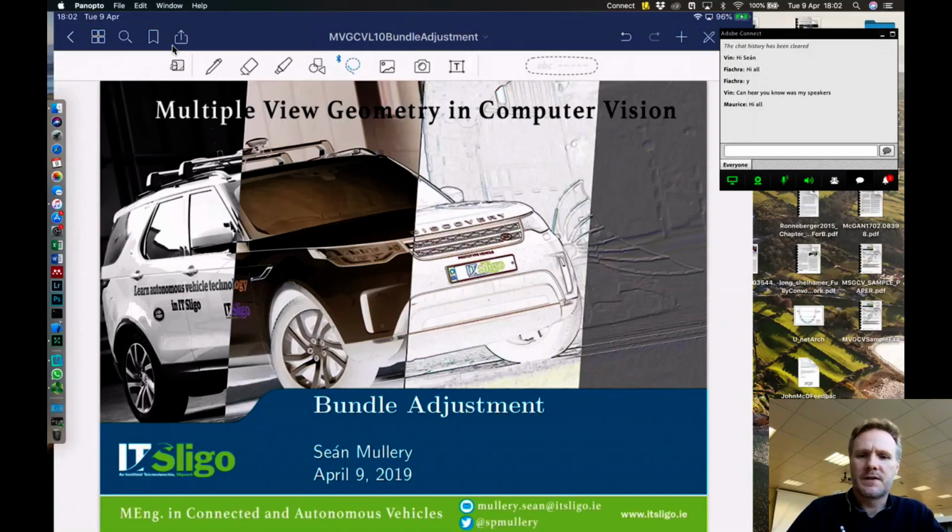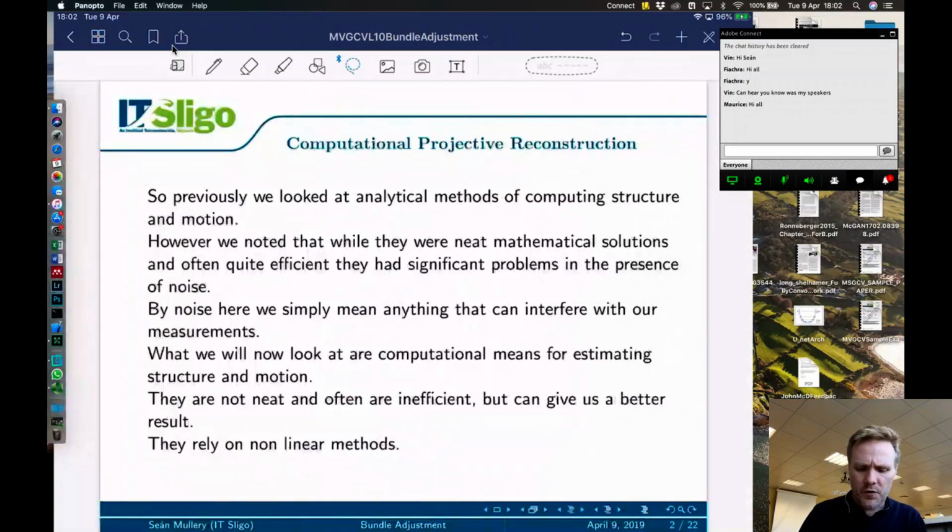But it's basically an idea that goes a little bit beyond what we looked at up until now, which was the idea of just having a closed form solution to trying to solve our camera motion and the structure of the 3D scene, which is what most of this module has been about. So we're going to go a little beyond that. The idea here is that we're going to look at computational projective reconstruction. So using computational means here rather than pure mathematical means that you could almost do by hand. This tends to be not as elegant or neat as the mathematical methods. So previously we looked at analytical methods of computing structure and motion.